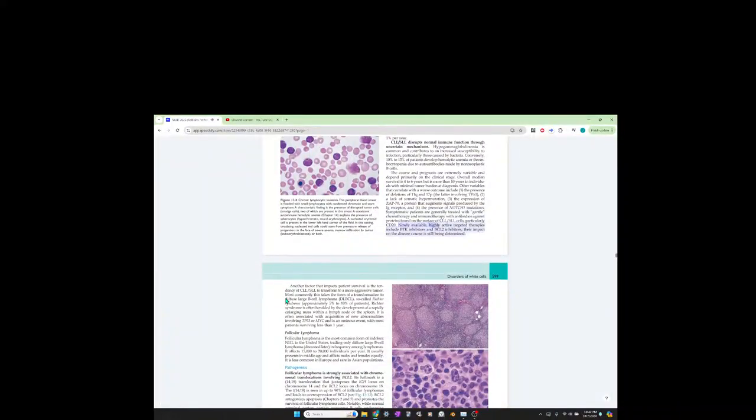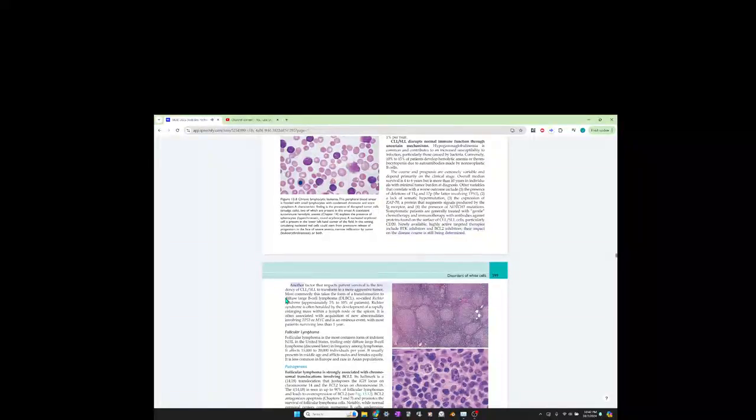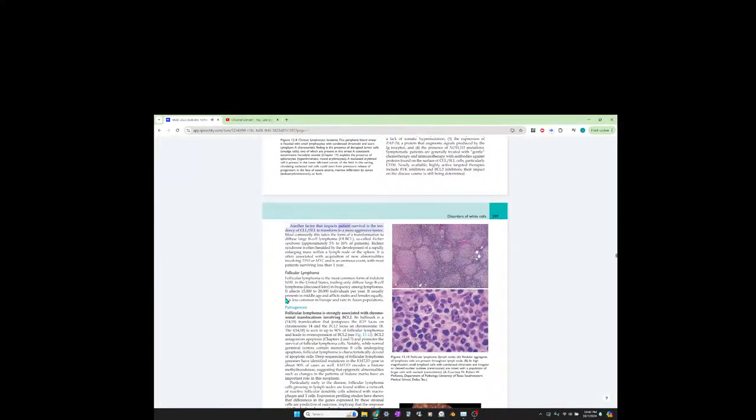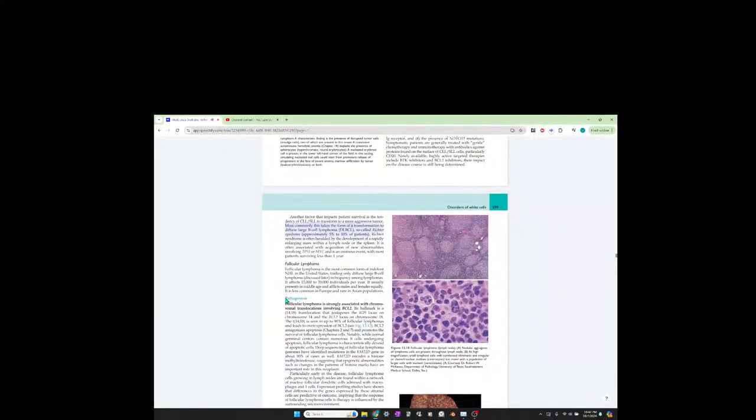Newly available, highly active targeted therapies include BTK inhibitors and BCL2 inhibitors. Their impact on the disease course is still being determined. Another factor that impacts patient survival is the tendency of CLL/SLL to transform to a more aggressive tumor. Most commonly, this takes the form of a transformation to diffuse large B-cell lymphoma, so-called Richter syndrome.